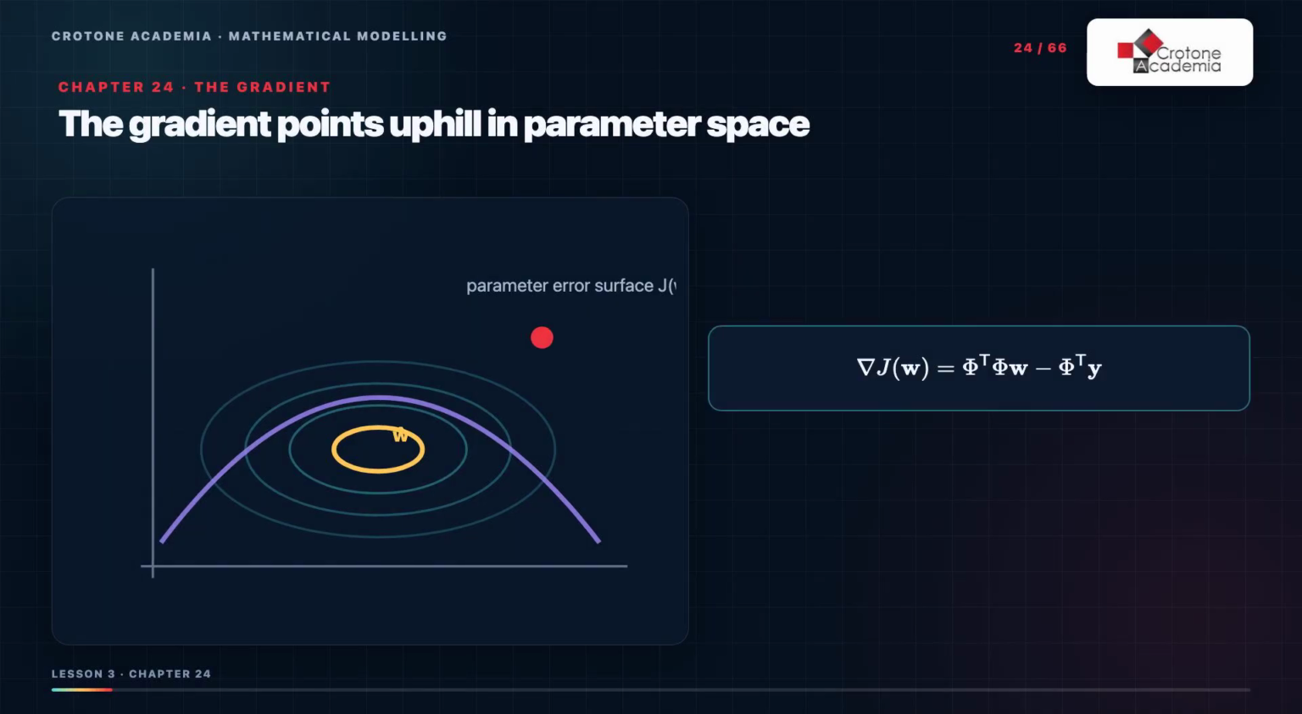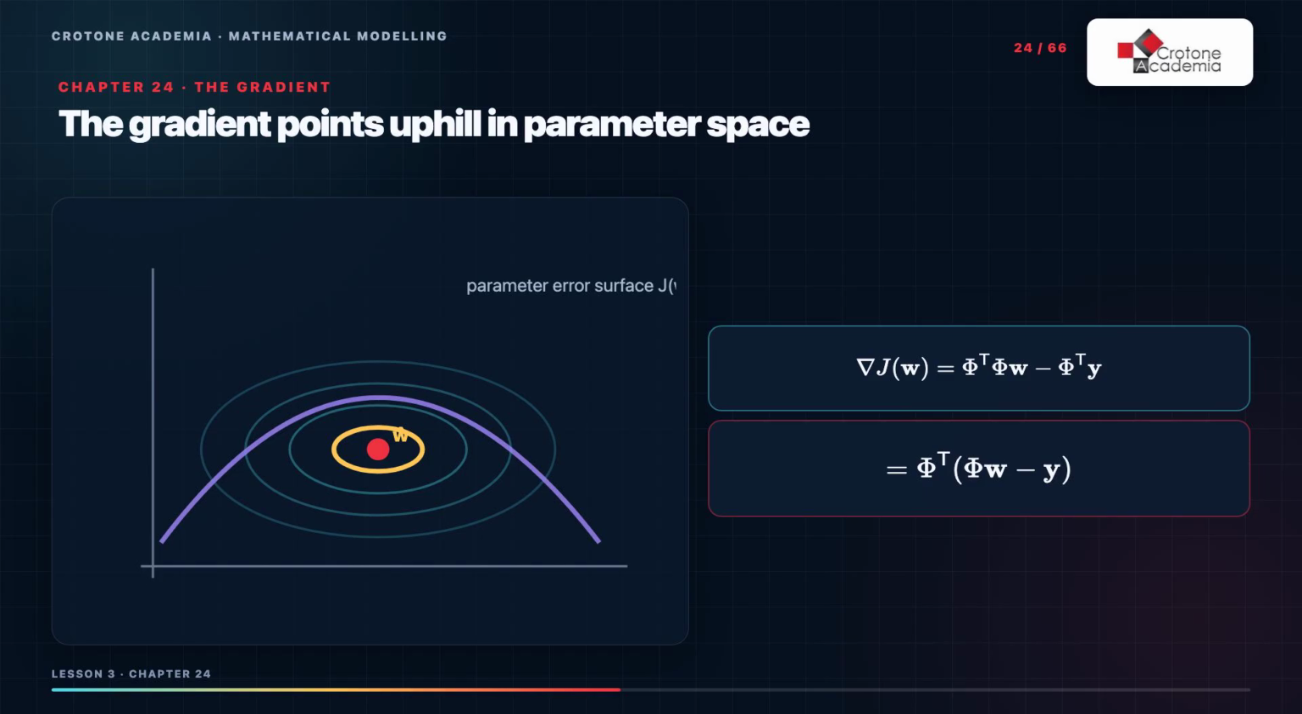Differentiate J with respect to the parameter vector. The gradient is phi transpose phi w minus phi transpose y. Equivalently, it is phi transpose times prediction minus observation. The gradient contains one partial derivative per parameter and points in the direction of steepest increase. At the bottom of the differentiable convex bowl, there is no downhill direction left, so the gradient is 0.